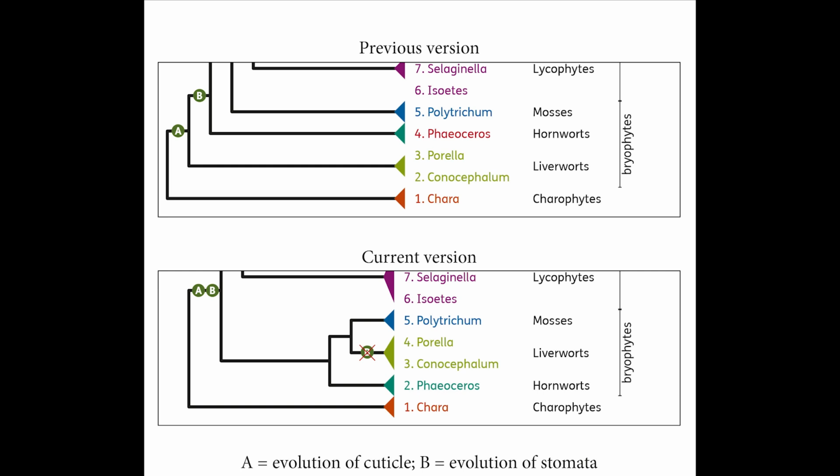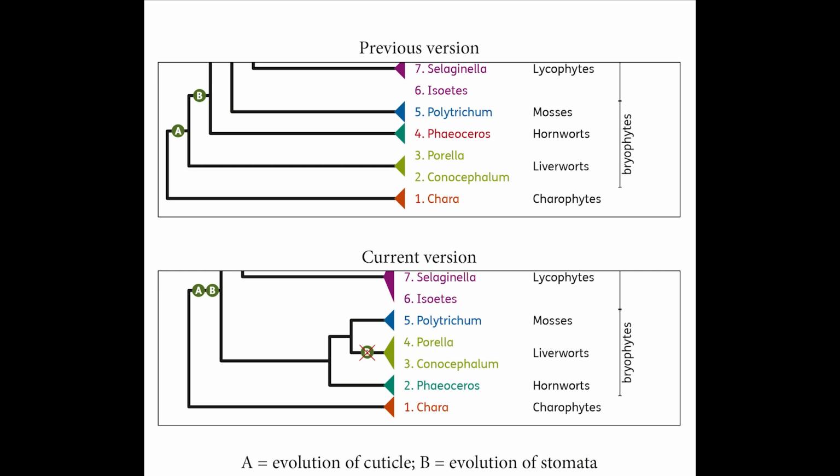But hang on, I hear you cry. What about stomata? And this is the big problem with this new version of the tree. What it means is that stomata evolved at the base of the land plant lineage when plants moved on to land, and then, at some point in history, the liverworts lost the stomata. Hornworts and mosses still have it, the liverworts lost it, and the vascular plants, obviously, they still have stomata as well.